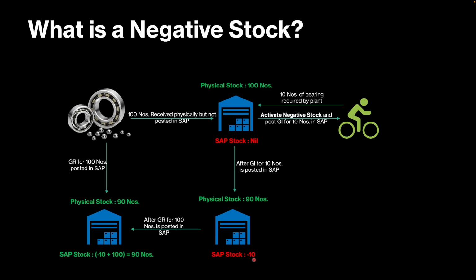Now always remember that a negative stock in SAP is an exceptional situation. You have activated the negative stock and then created negative stock against a material because of some exceptions that have happened in the system.